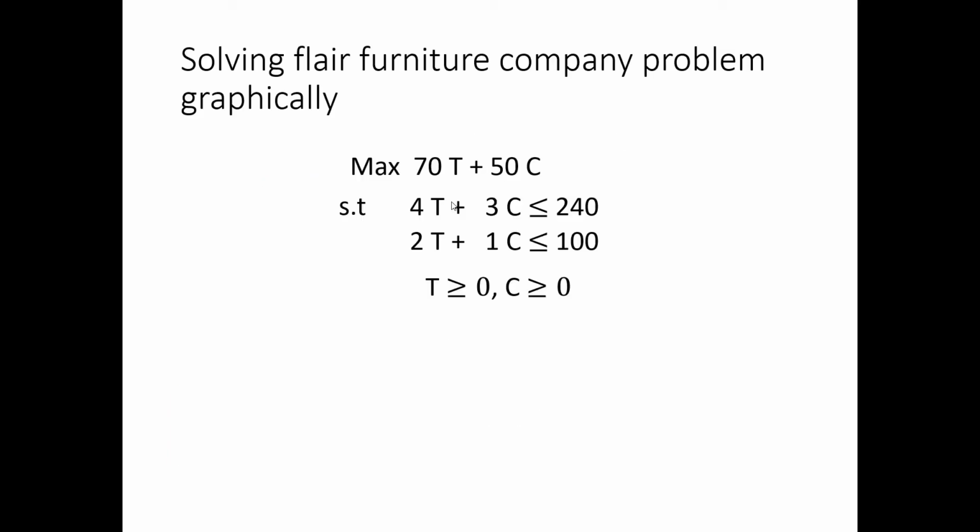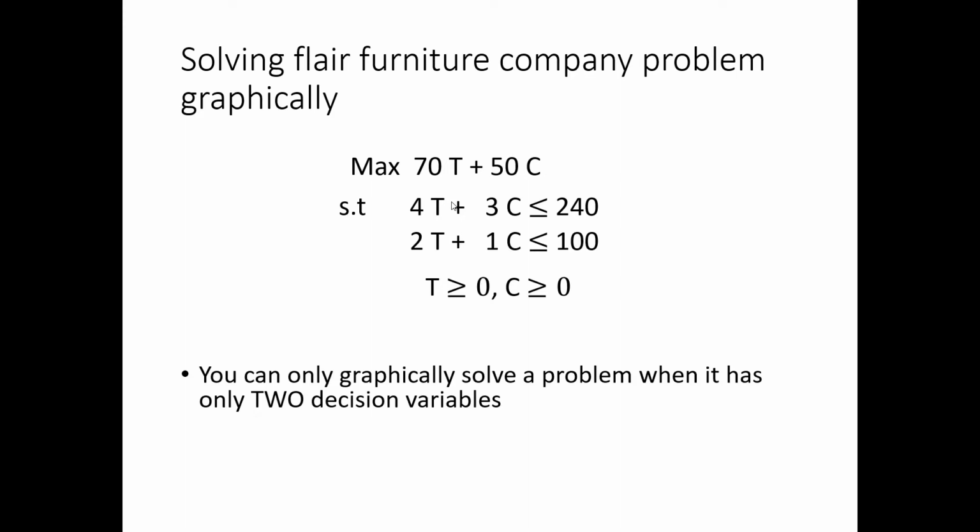Okay, here's the problem formulation for the Flair Furniture Company case. Let me remind you that you can solve a problem graphically only when it has two decision variables. In this example, the two decision variables are t and c. You will not be able to solve a problem graphically if there are more than two decision variables.